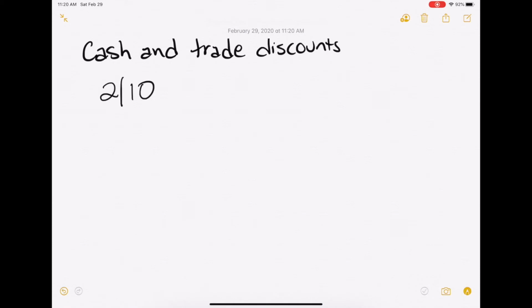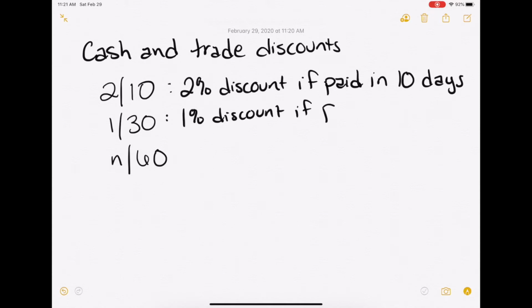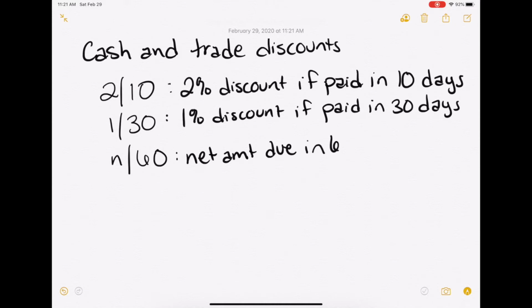2/10, 1/30, and net 60. What that's saying in layman terms is 2% discount if paid in 10 days from when they send you the invoice, 1% discount if paid in 30 days, and then net amount due in 60 days. No discount.